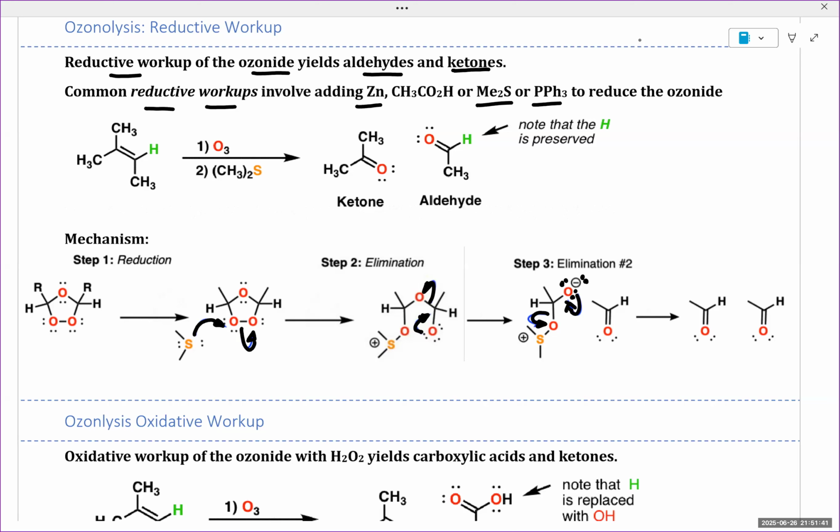As you can see, after elimination, you end up with not just one aldehyde, but two aldehydes. If you have a more highly substituted ozonide, you'll observe ketones and aldehydes instead of just aldehydes.